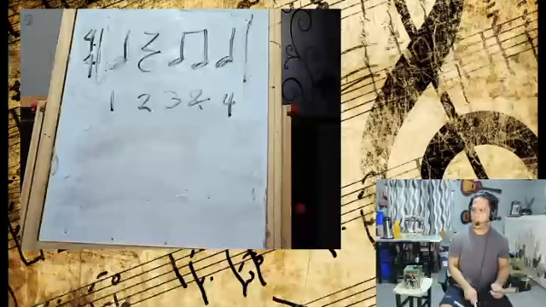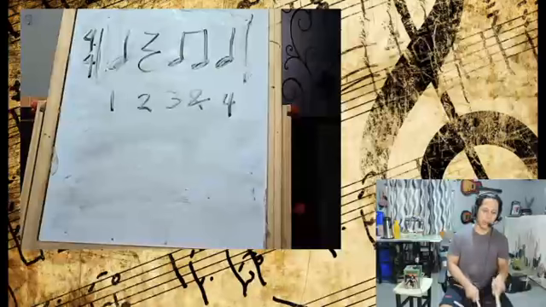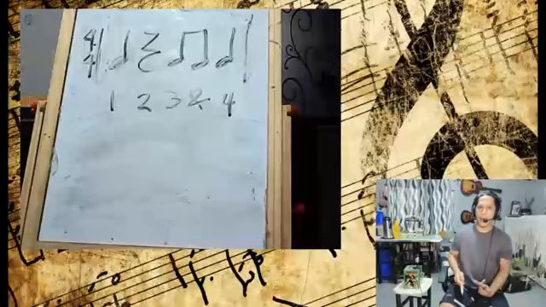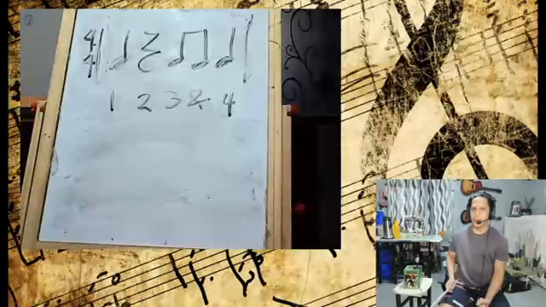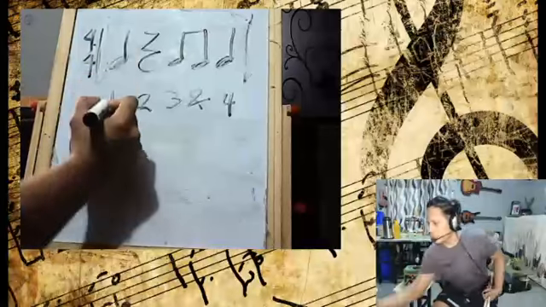So 1 2 3 and 4. 1 2 3 and 4. 1 2 3 and 4. So right now you will notice that I am kicking the bass drum paired with number 1, which is an accent.